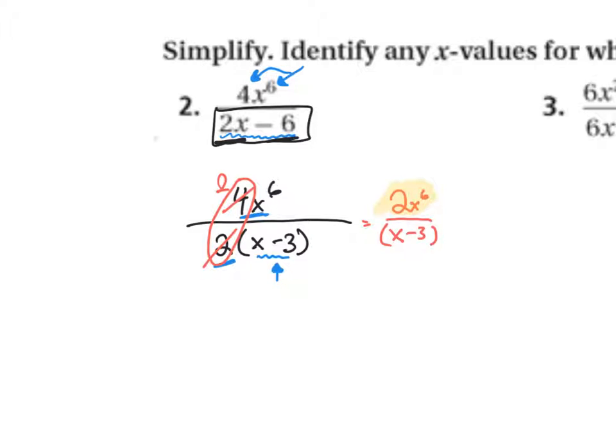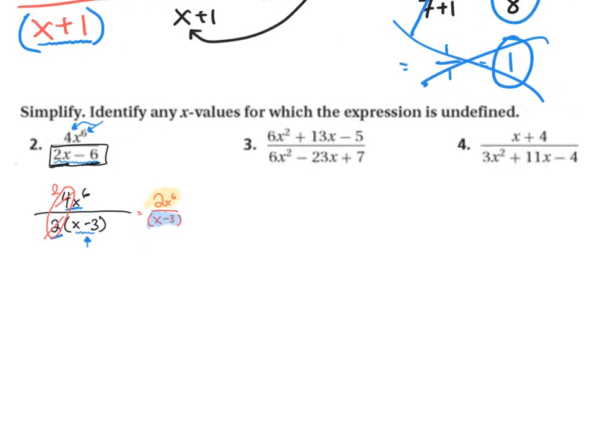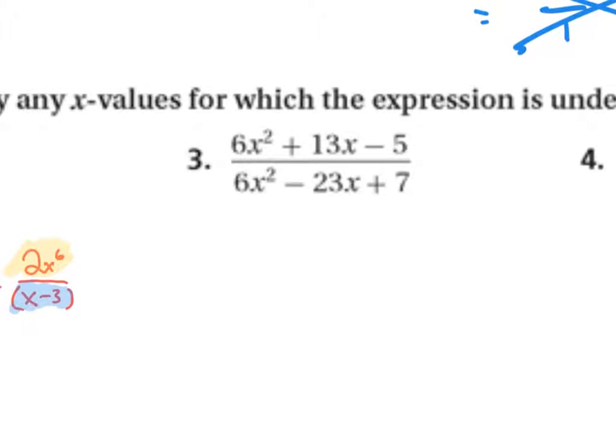It's no longer connected with pluses or minuses. And this is a group. So the only way I can cancel that on the bottom is if I see that same group on the top. All right, so we're done there. Okay, let's get into this one.